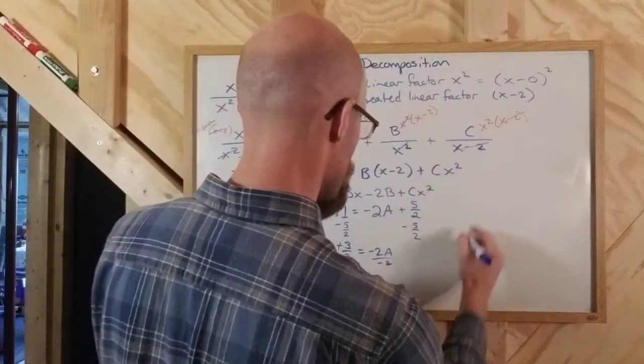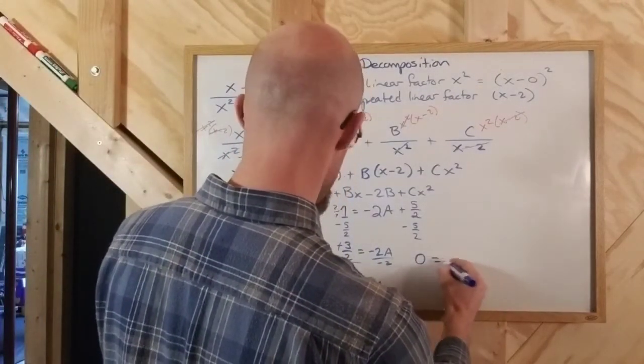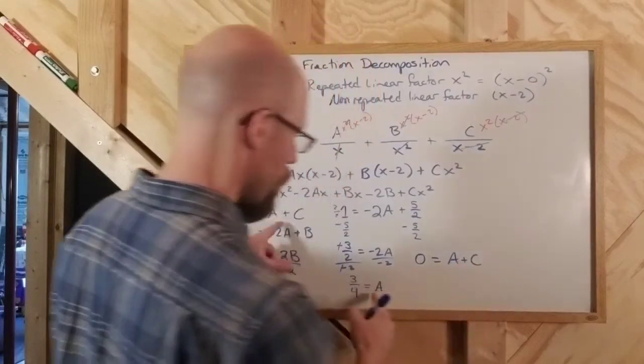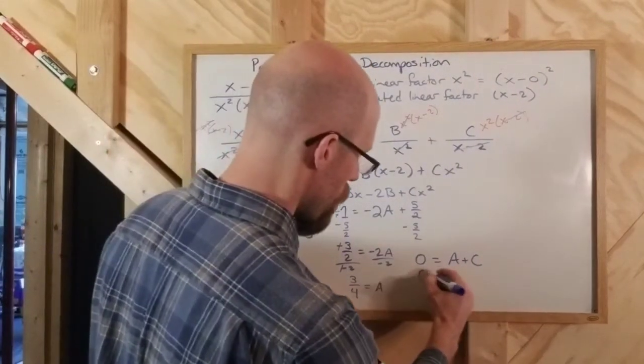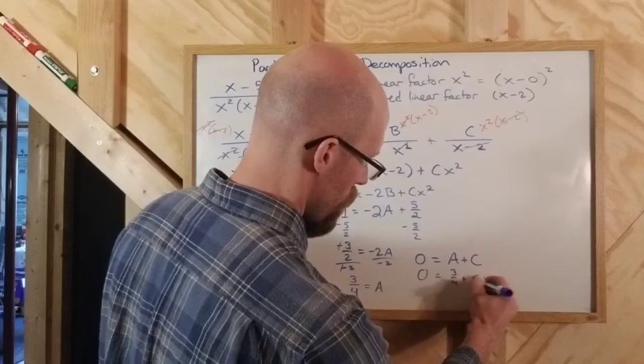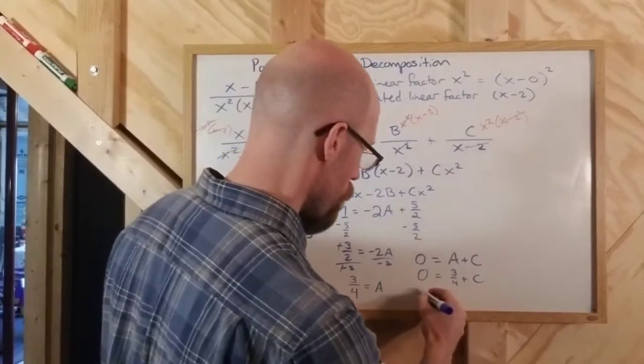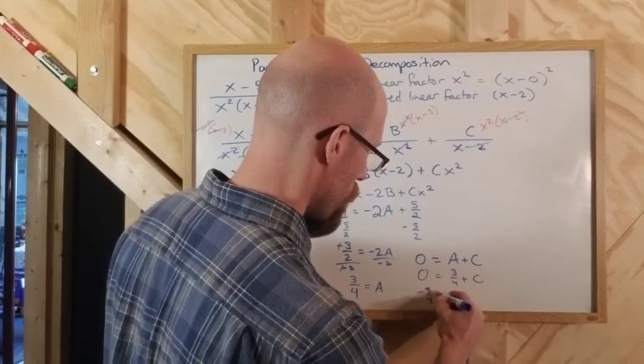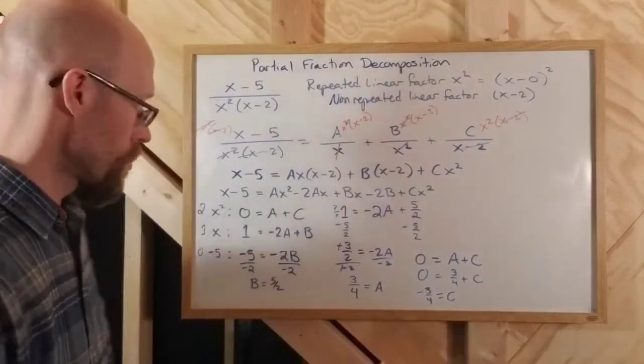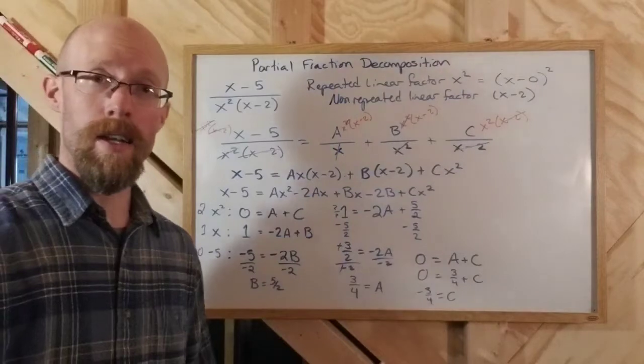And then we know that 0 equals a plus c. Well, if a is 3/4, c would have to be the opposite, right? To get 0 out, subtract the 3/4 over, so negative 3/4 is equal to c. And so now I have my 3 values. I can just plug them back in.